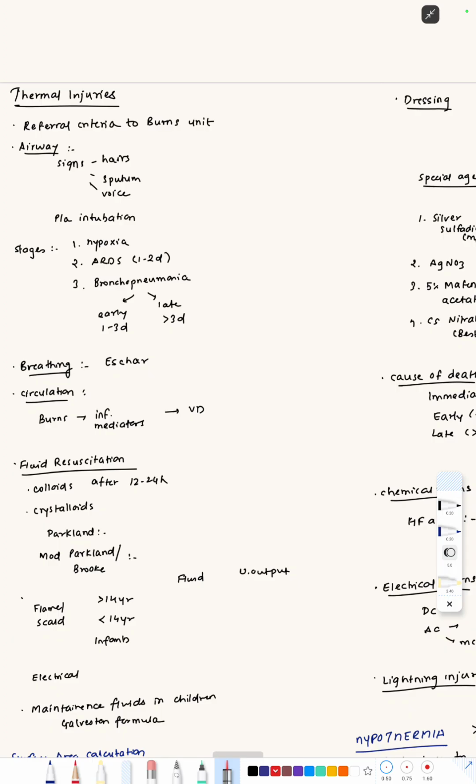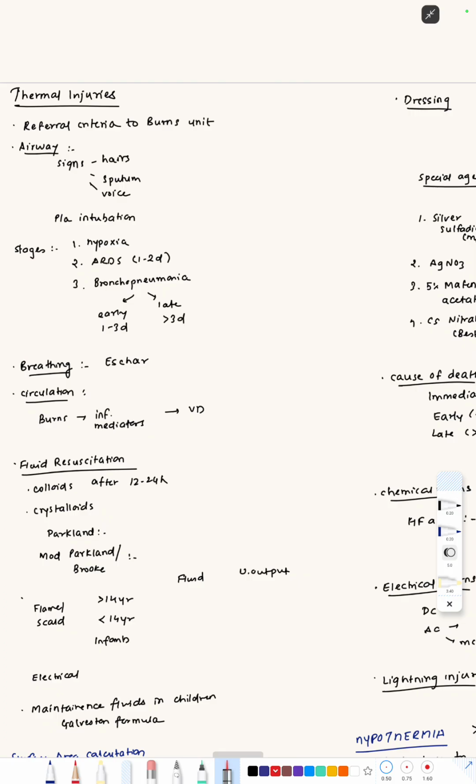Now when I talk about the airway burns, in the airway you should look for the signs. For example, if there is an inhalational injury, then that will lead to singeing of the hairs. Then in the sputum there can be carbonaceous deposits. Voice, there can be hoarseness of voice. All the airway burns require a prophylactic intubation because there is a rapid airway collapse. So if in the question it is said that any of these three features are seen and you suspect an inhalational burn injury, then you have to give prophylactic intubation however stable the patient is.